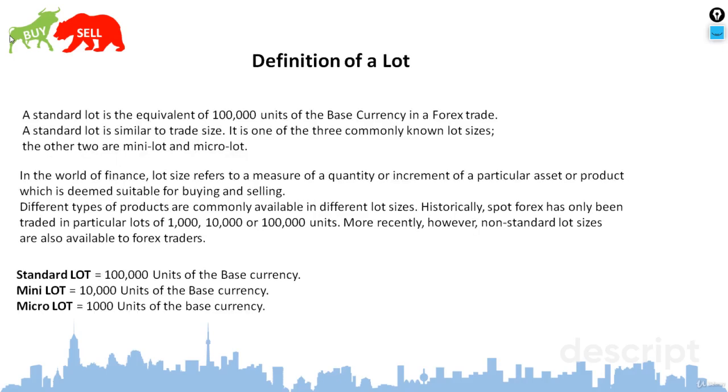Definition of a lot. A standard lot is the equivalent of 100,000 units of the base currency in a Forex trade. A standard lot is similar to trade size. It is one of the 3 commonly known lot sizes. The other 2 are mini lot and micro lot.